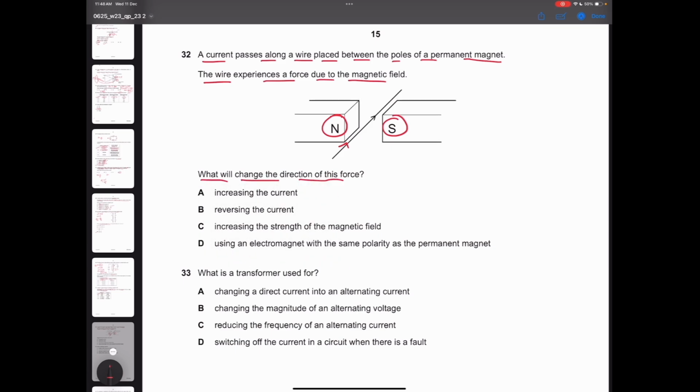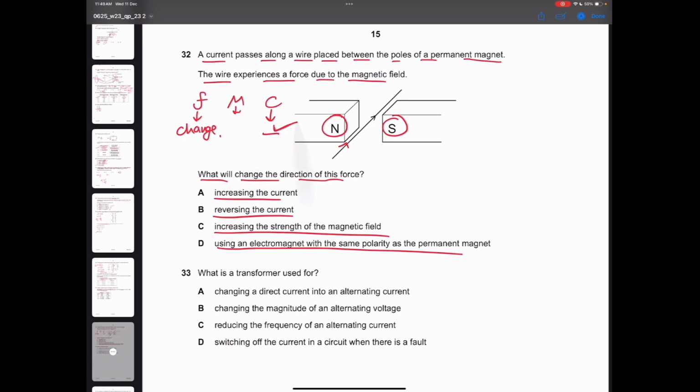These kinds of questions are done using Fleming's rule, and we know that there is force, there is magnetic field, and there is current. If you want to change the direction of force, you can change the direction of current. Have they mentioned reversing the direction of the magnetic field in the options? I don't think so. You could have changed the direction of the magnetic field as well, but it's not in the options. So you can change the direction of current, which will flip the force direction.